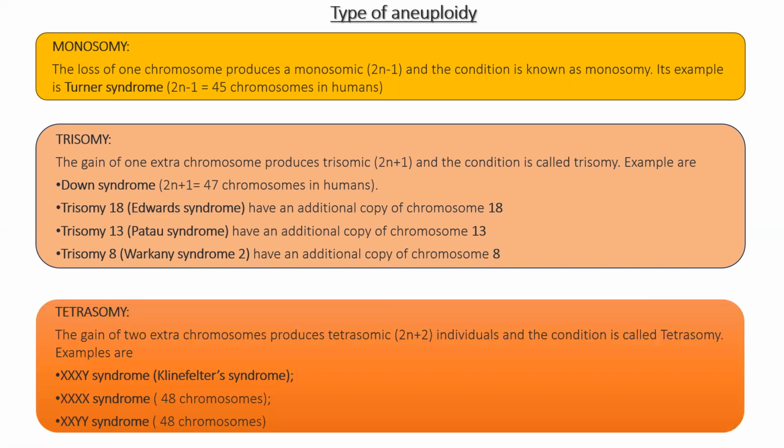Then next is the tetrasomy. Here 2 extra chromosomes are produced, which is called the tetrasomy, 2n plus 2, and the condition is called tetrasomy. Examples are XXXY syndrome and tetra X syndrome, which contain 48 chromosomes. So if you look here, the chromosome number increases by 2.